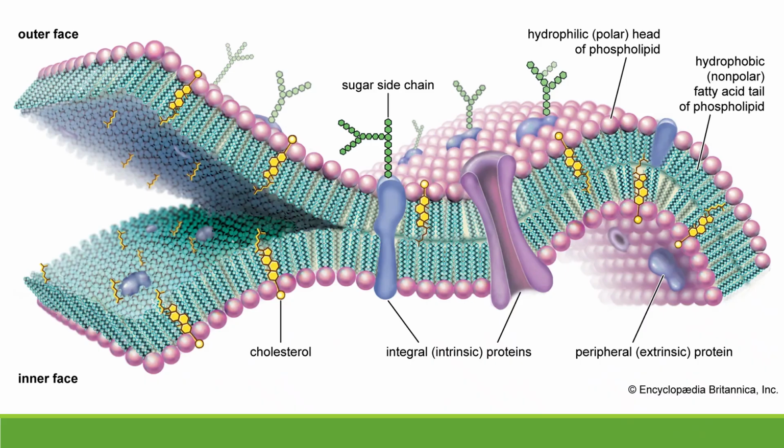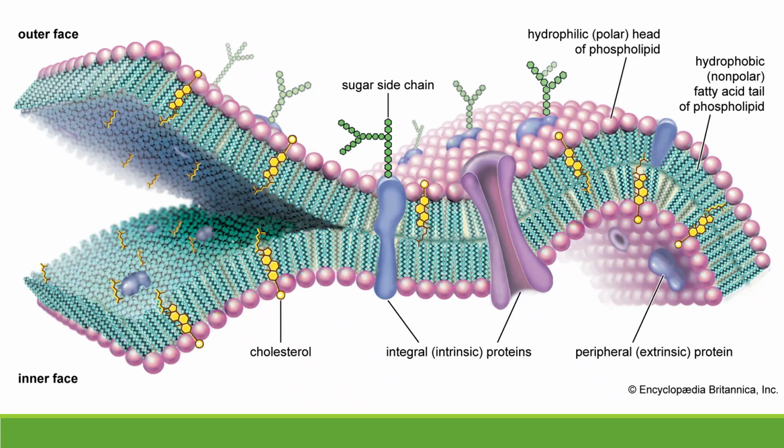So now we can see a close look at the plasma membrane, and it is mainly made up of a phospholipid bilayer. Each phospholipid has a hydrophilic, that means water-loving, head, and a hydrophobic tail, which is water-repelling. So the hydrophilic heads face outward towards the water, while the hydrophobic tails face inward, forming a stable double layer. Embedded within this layer are proteins.